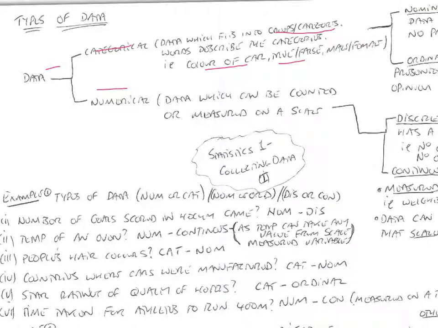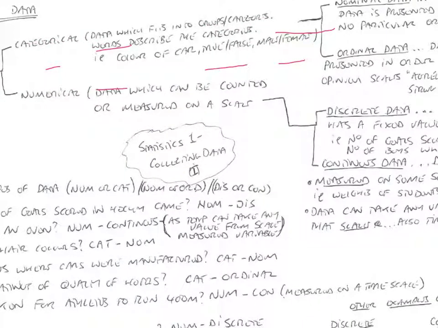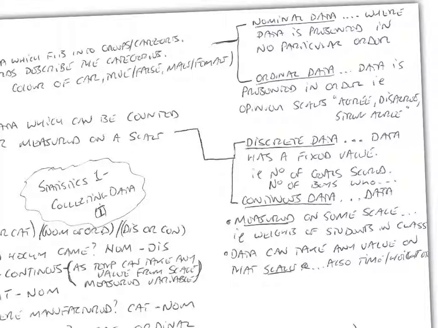false, male or female. And categorical data itself then can be further broken down into two types of data: nominal data, where data is presented in no particular order really, or ordinal data. Data is presented in order, i.e., we might ask people we're collecting data to agree, disagree, strongly disagree, or strongly agree. So we'll put the data in a certain order, and that's ordinal data from the categorical group.